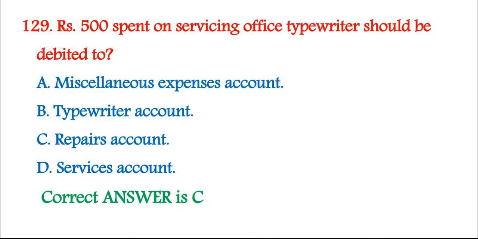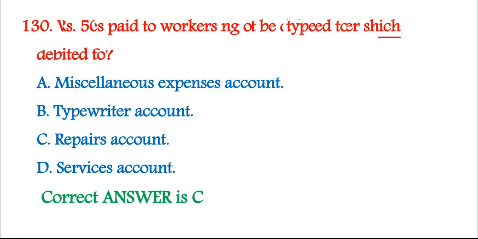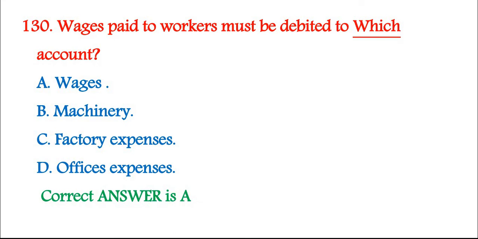129. 500 rupees spent on servicing office typewriter should be debited to A. Miscellaneous expenses account. B. Typewriter account. C. Repairs account. D. Services account. Correct answer is C. 130. Wages paid to workers must be debited to which account? A. Wages. B. Machinery. C. Factory expenses. D. Office expenses. Correct answer is A.